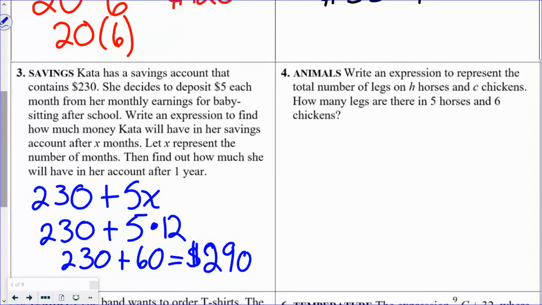Okay, so this is how I set up my expression, and then you can see it means that she got $290 after babysitting for a year with what she already had in her savings accounts of the $230. So she earned $60 for babysitting, but she already had some money in her savings account. Okay, so finish up the remaining 3. And then I'm going to flip over to the next page and do some of those with you, and then the remaining will be your homework.